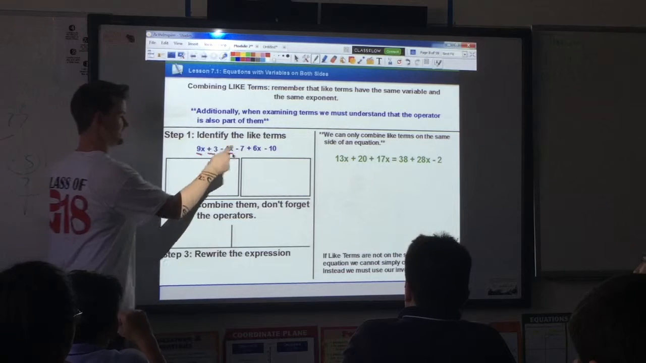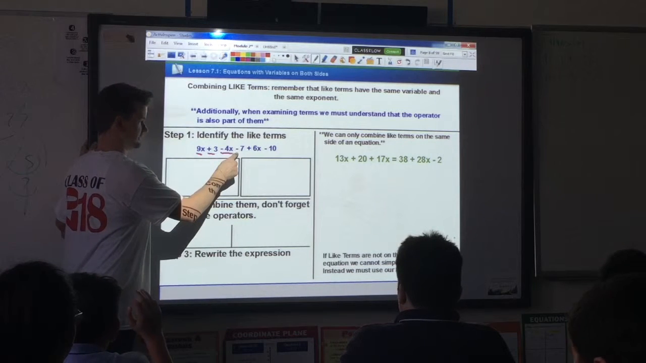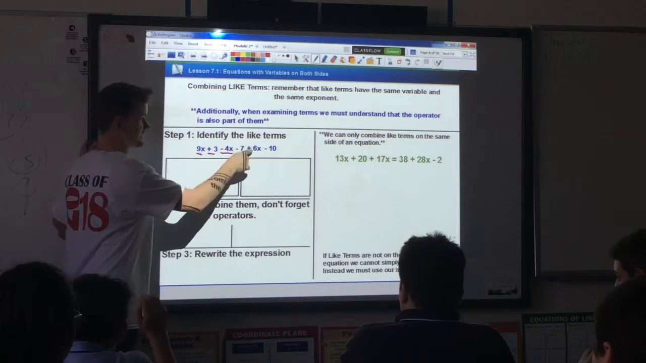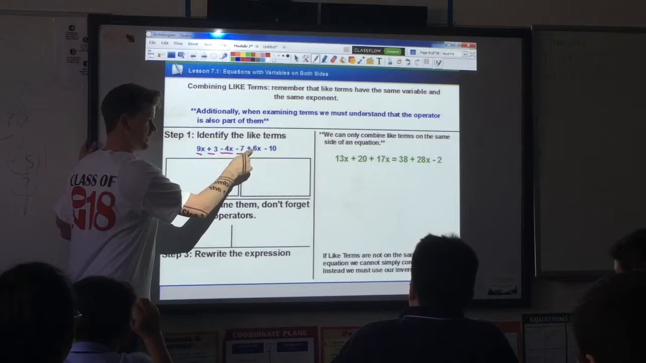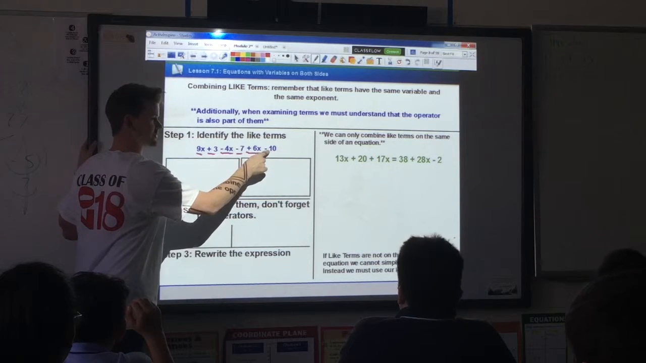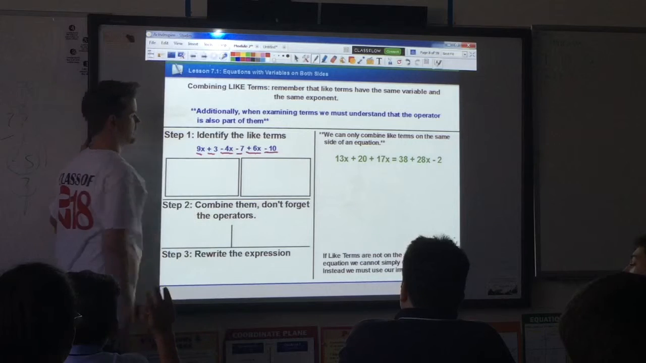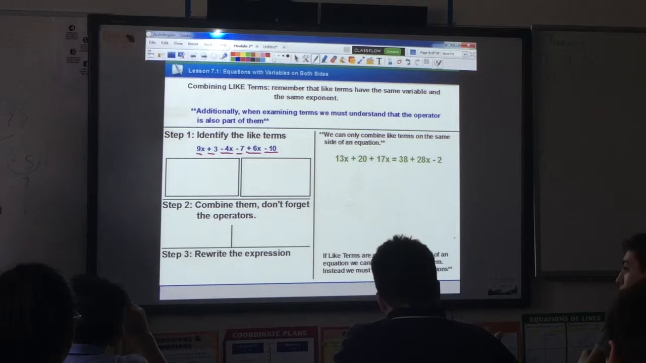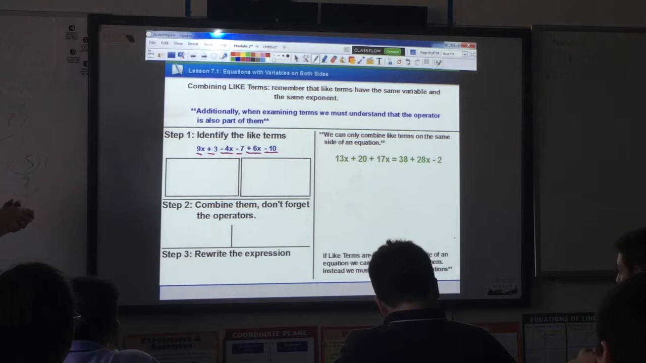Emily, what is this? Negative 7. Say it loud, guys. And what is this? Positive 6x. And what is the last term? Negative 10. Okay, so here I now have identified what all my terms are.